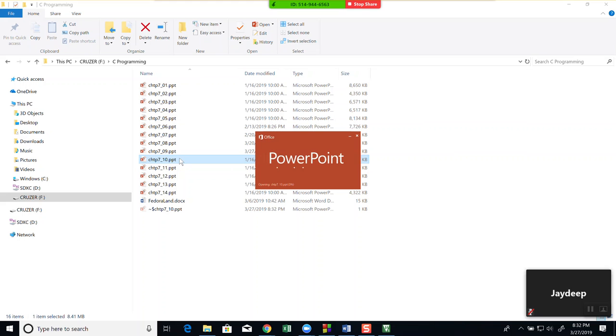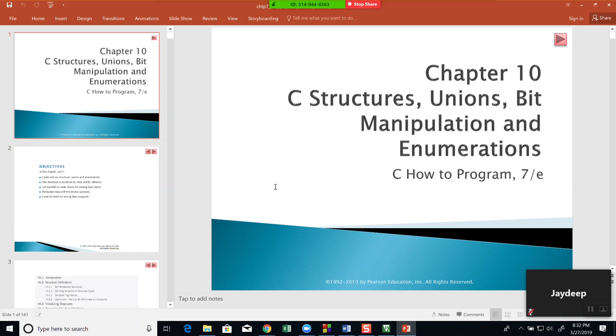Let's start talking about chapter 10. I won't get too far into it because I don't want to split the section up between the time frames and so forth. But we'll talk about a little bit of these items. Chapter 10, you got C structures, unions, bit manipulation, and enumerations. We just covered bit manipulation in assembly language. Not sure why you do it in C, but we'll see.